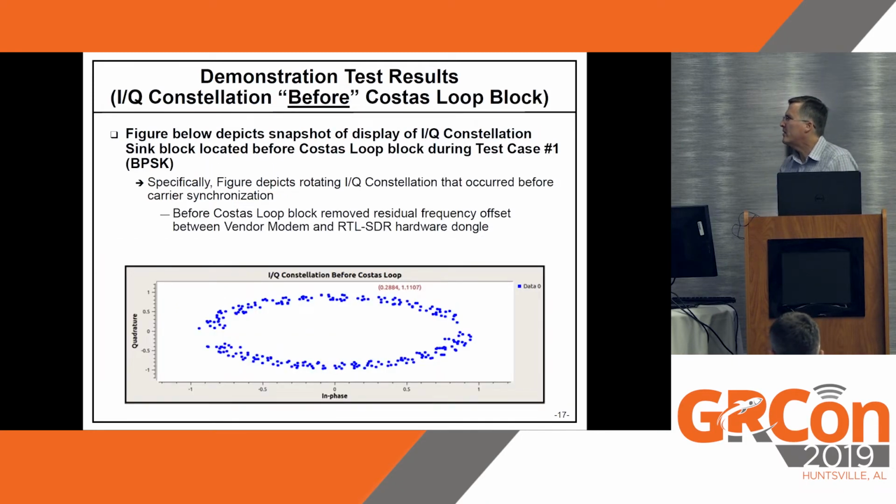So the IQ constellation before the Costas loop block. This is before I removed the residual frequency offset between the vendor modem modulator and the RTL-SDR hardware dongle. So even though they're both set at the same frequency, 1.2 gigahertz, there's a little difference, so that rotation is there. This is just a static snapshot, so maybe when I do the demo, you can see the rotation that occurs.